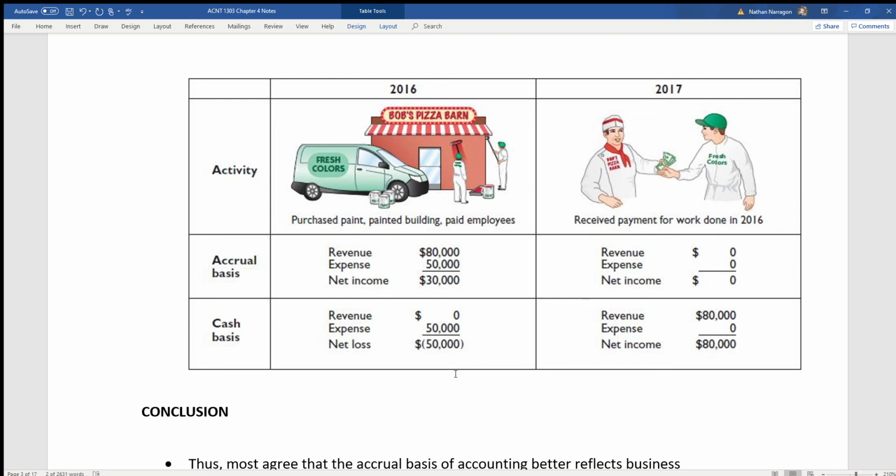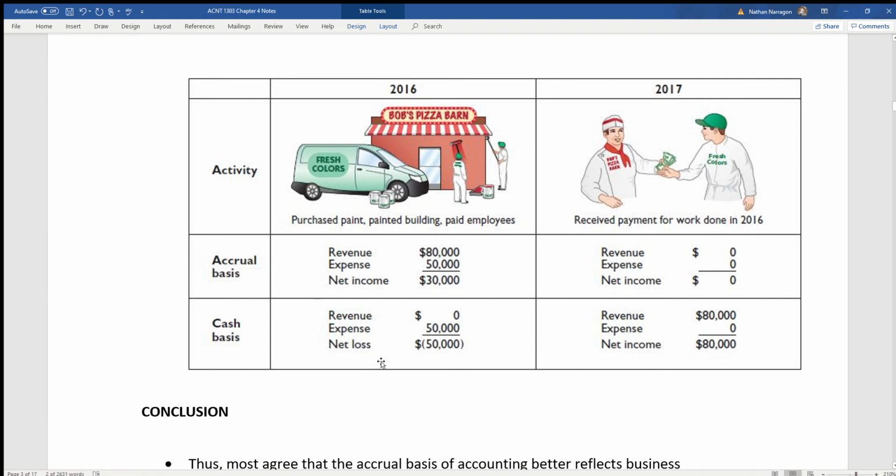Anyway, so as you can see on the accrual basis, since we actually performed the action, the business has earned money, we can record the revenue, which was $80,000 for the job, match it with our expenses on the job, and we generate net income of $30,000. In 2017, we do not recognize the payment because we've already recognized it when we've earned it. As you see, this is a better representation of what happened with the job.